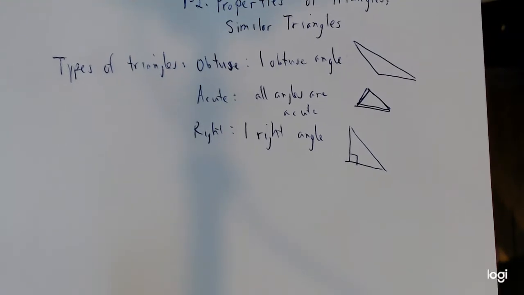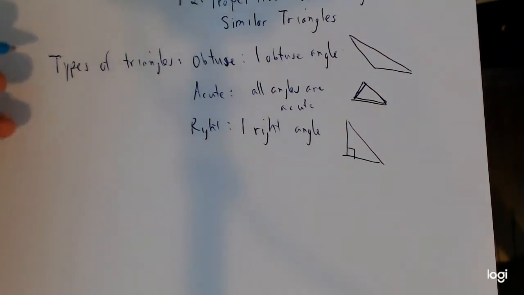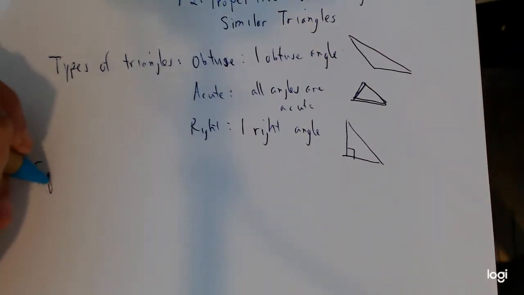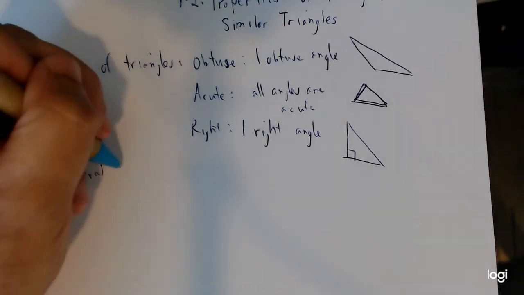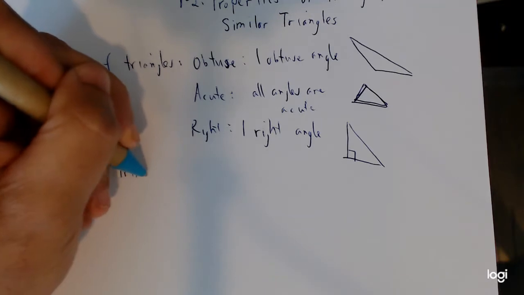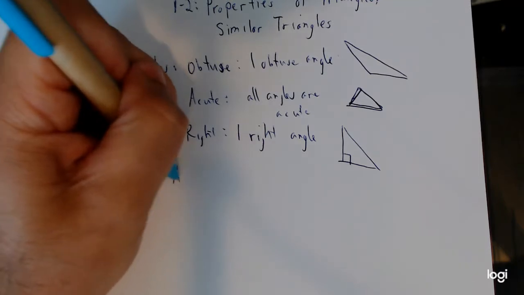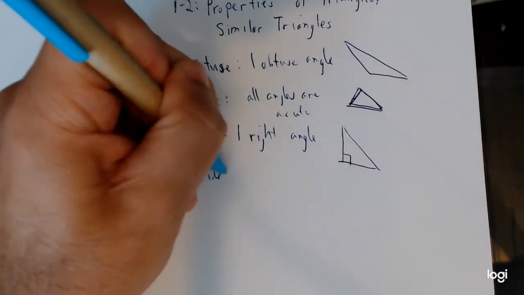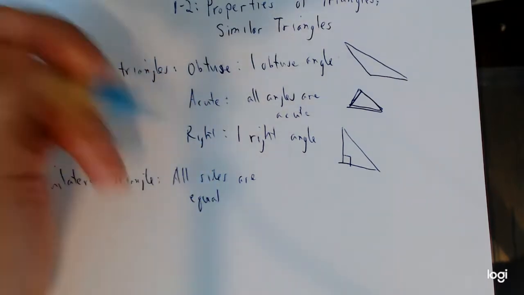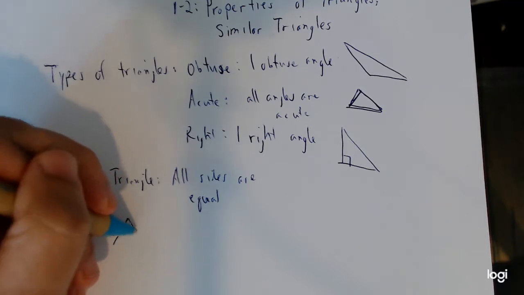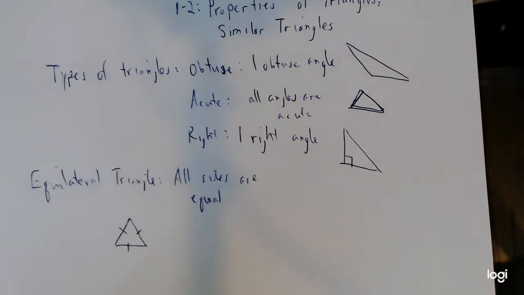Now we also have triangles that we can identify through their sides. For example, an equilateral triangle is basically a triangle where all sides are equal. So we'll get something that looks like this, and we usually use this notation to say all three sides are the same length.